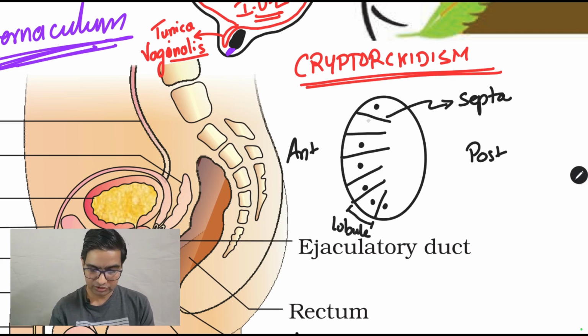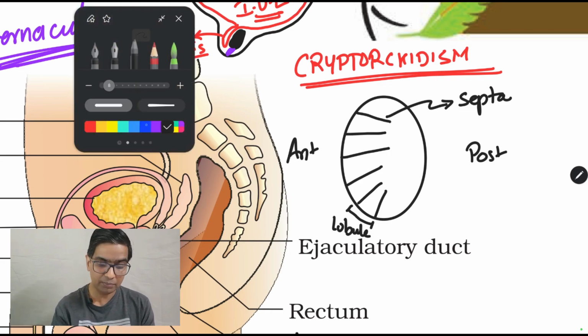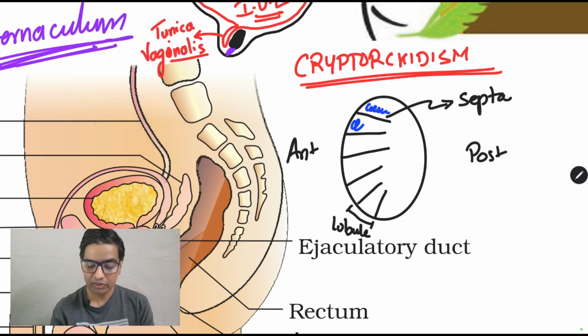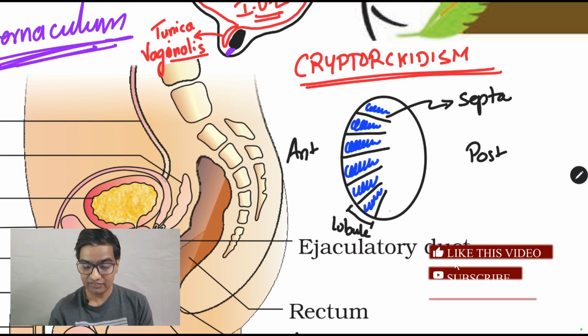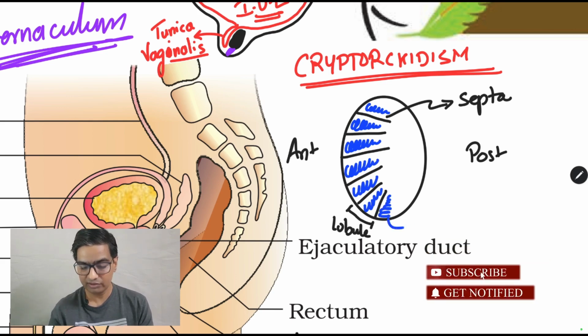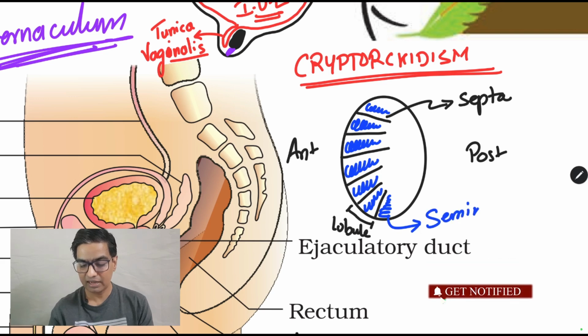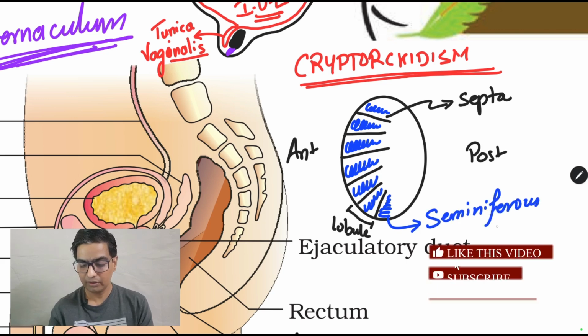So I'm just deleting the dots. Now inside each lobule would be 2 to 3 highly coiled tubes. The people of the yesteryears did not know exactly what these tubes did. They thought this is where the semen is made. So they called these 2 to 3 tubes per lobule seminiferous tubules.